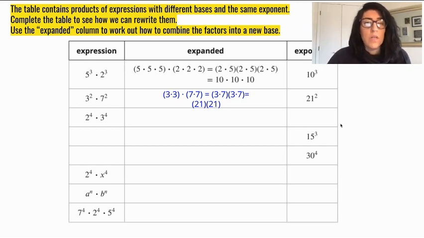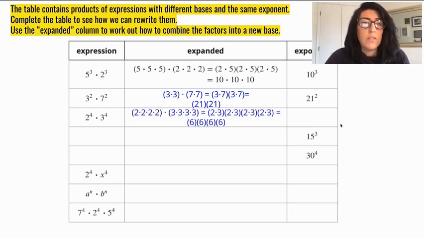Okay, in the next one, in a similar fashion, we're going to write those factors out and then regroup them to 2 times 3, 4 times. And since we know 2 times 3 is 6, and that's happening 4 times, we will write that as 6 to the 4th.